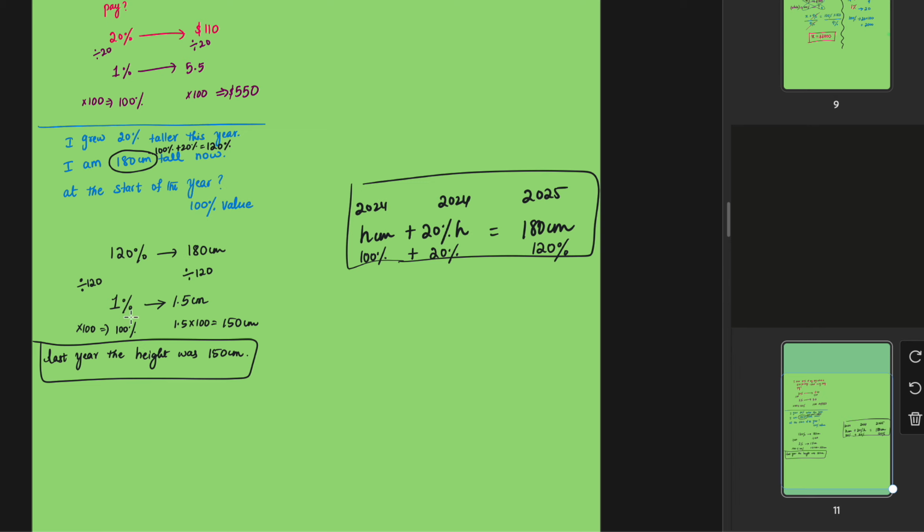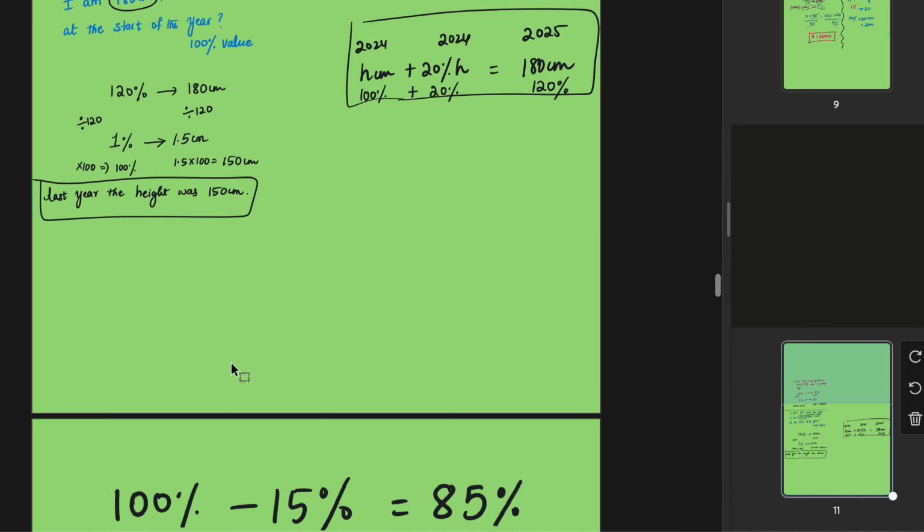Again, I want to get to a unitary percent, which is 1%. So I'm dividing both sides by 120. And then finally times it with 100. So last year, the height was 150 centimeters. So this person grew from 150 to 180, which is a 20% increase in the height.